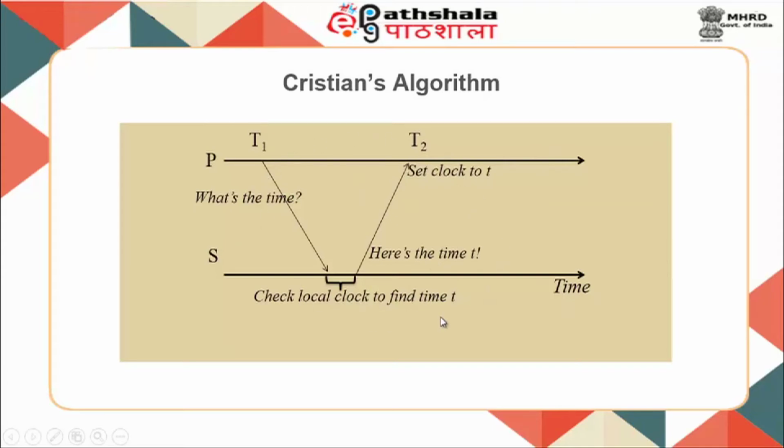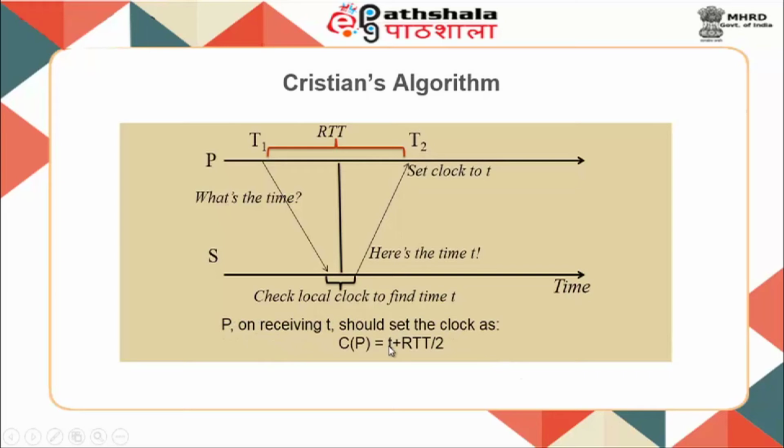Now, if we look at our diagram, the RTT is the time between T1 and T2. What should we do with RTT? Half of this time is what we should consider, because t was approximately calculated at the midpoint. So, half of RTT is what we should adjust our clock with. How do we calculate RTT? Very simple. We take T2 minus T1, that is our RTT, and we take t, add half of RTT, and that should be the value of clock P.